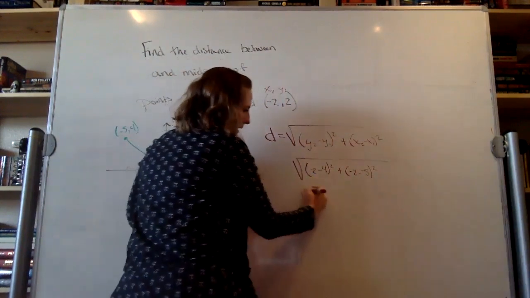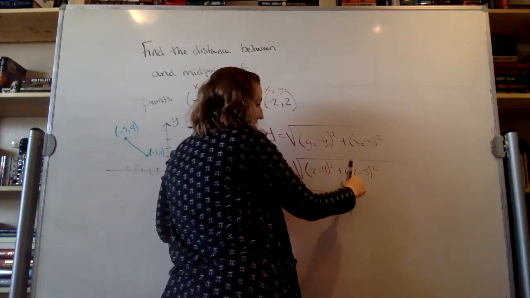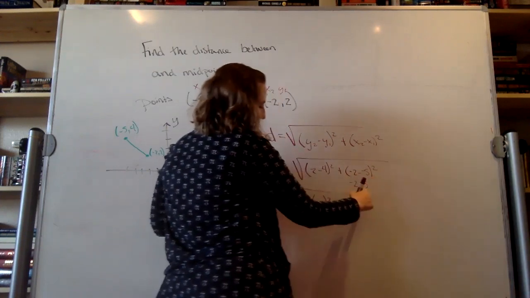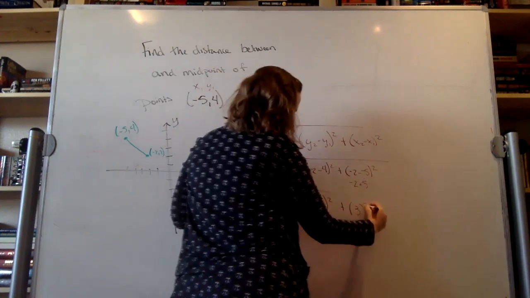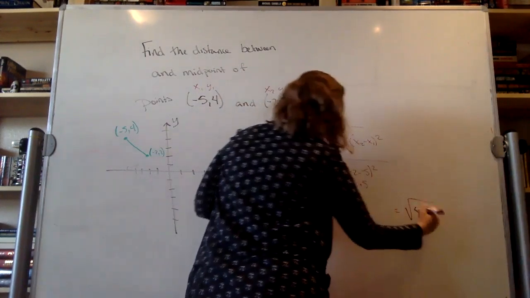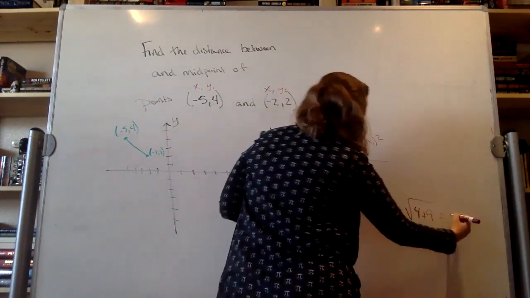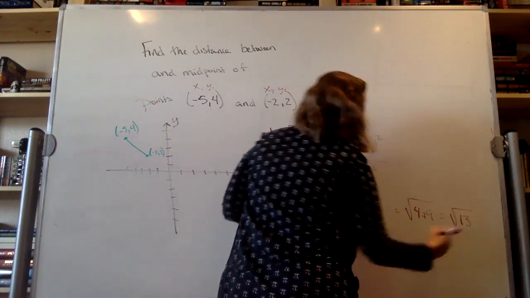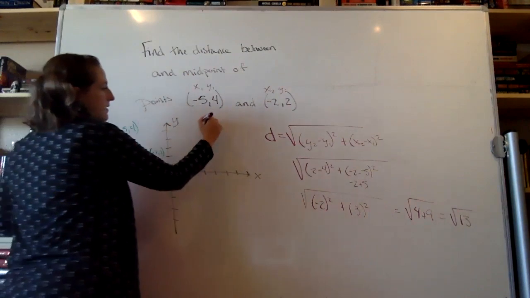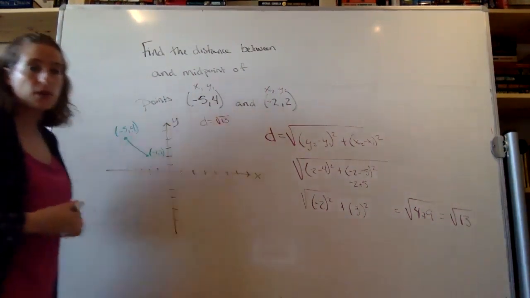Now let's simplify. 2 minus 4 is -2, so I have -2 squared, plus -2 minus -5 is -2 plus 5. -2 plus 5 is 3, so 3 squared. -2 squared is 4. 3 squared is 9. 4 plus 9 is 13. So I have the square root of 13. That certainly does not simplify. So our distance is going to be the square root of 13.